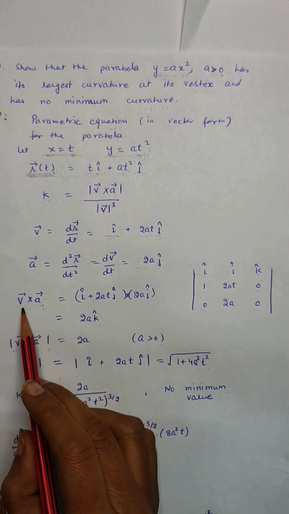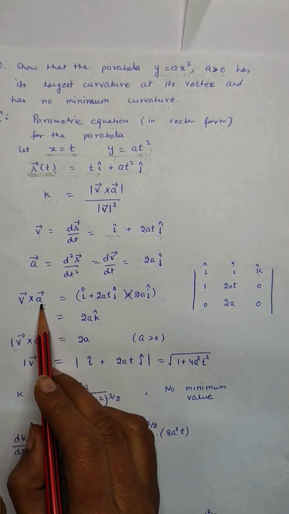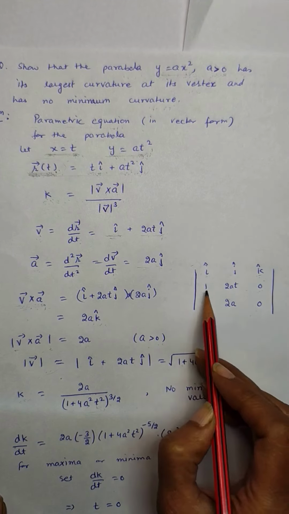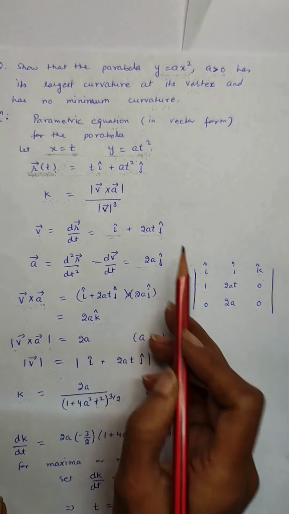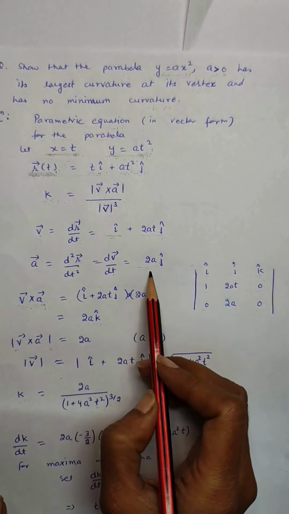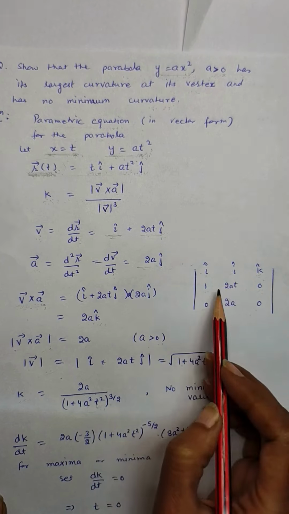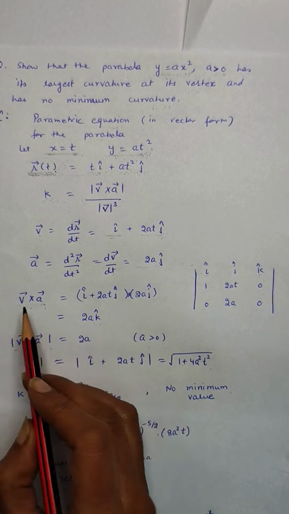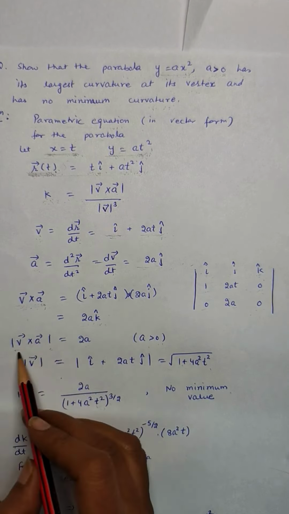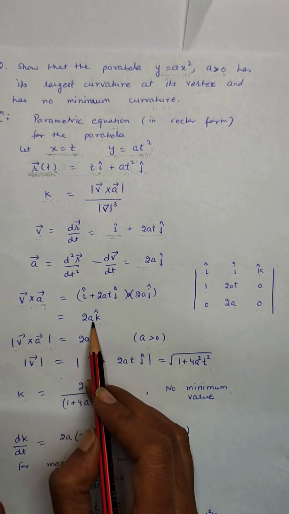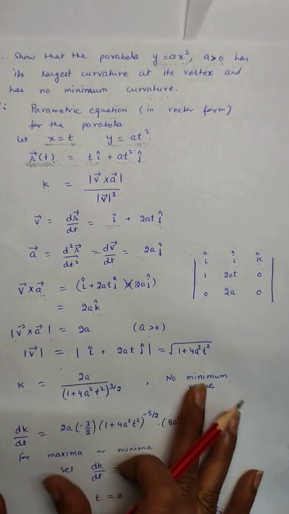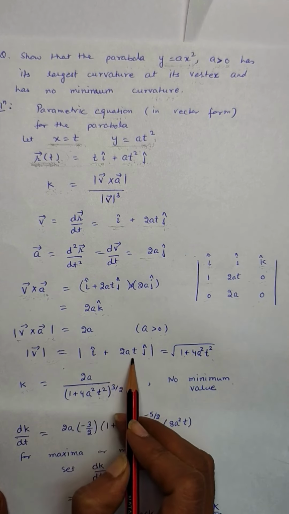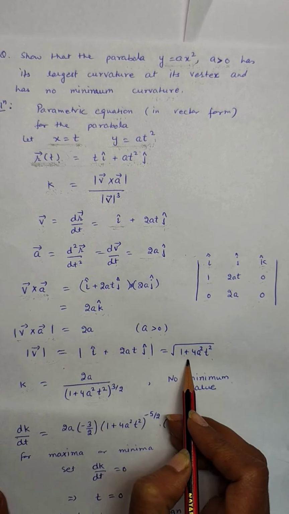Now we find the cross product of velocity and acceleration. v cross a is given by the determinant of this matrix, where the first row is ijk, the second row is the components of the velocity vector, and the third row is the components of the acceleration vector. The determinant of this matrix turns out to be 2ak, and this is our cross product v cross a. Now the magnitude of v cross a is simply 2a because a is positive, and the magnitude of the velocity vector is equal to the magnitude of i plus 2at j, which is equal to the square root of 1 plus 4a squared t squared.